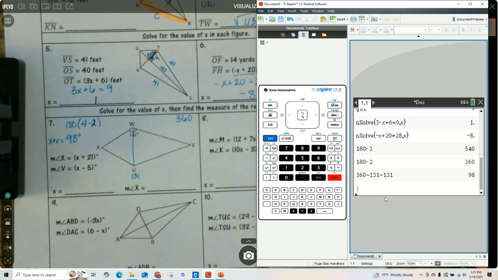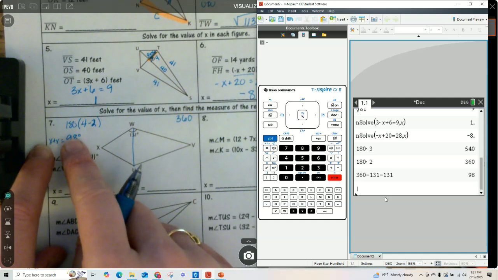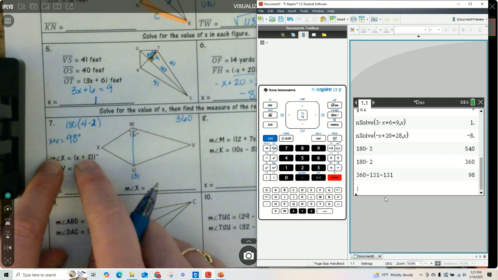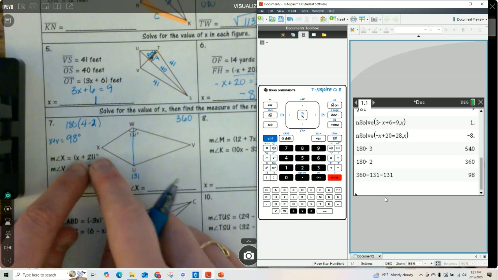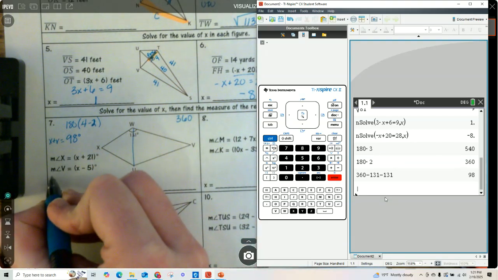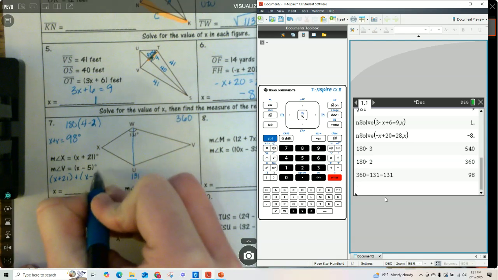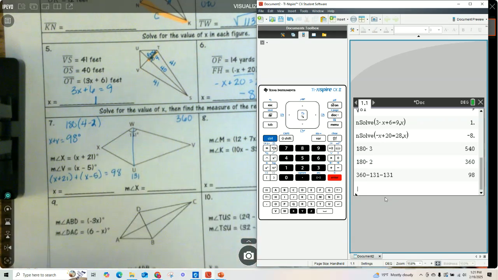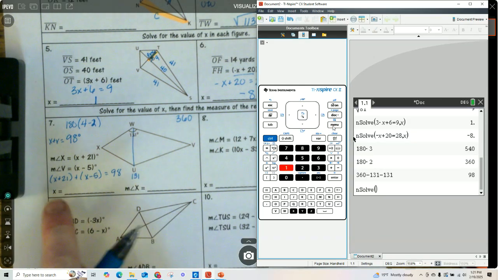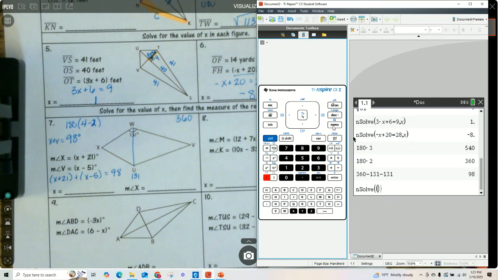X and v aren't going to be the same. So I can't just do 98 divided by 2 and figure out what those two are equal to. Those two are going to measure different. It's only across that short diagonal. But if I know x plus v have to add up to 98, and I know x is this and v is this, then I can plug these values in here. So I could do x plus 21 plus x minus 5 equals 98. And I can solve for x now, or little x, the value of x.